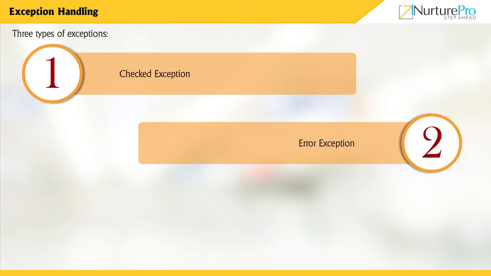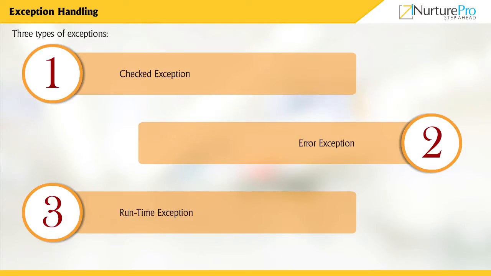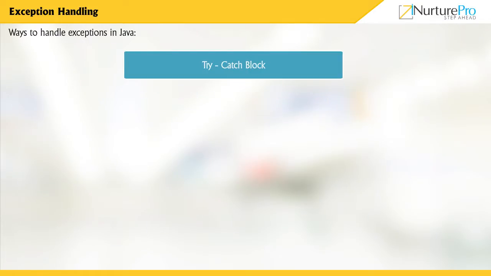Three types of exceptions occur during the exception handling process: checked exceptions, error exceptions, and runtime exceptions. Exceptions are handled in the following ways. Using try and catch blocks. The try block is used to monitor the code. The code that the programmer wants to monitor is enclosed inside a try block.